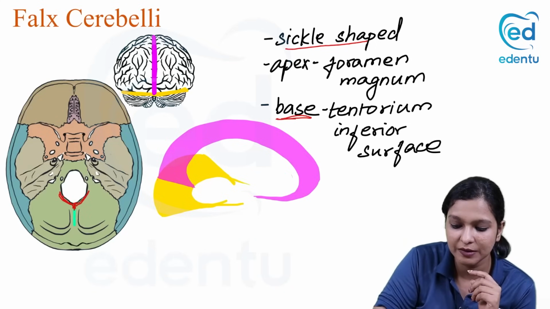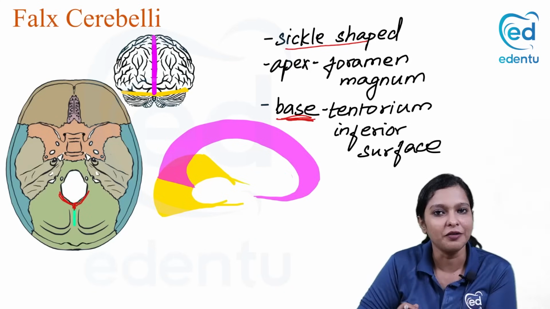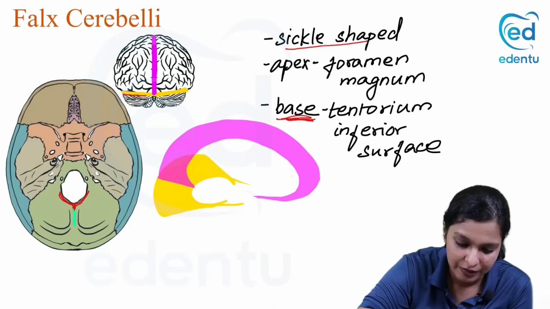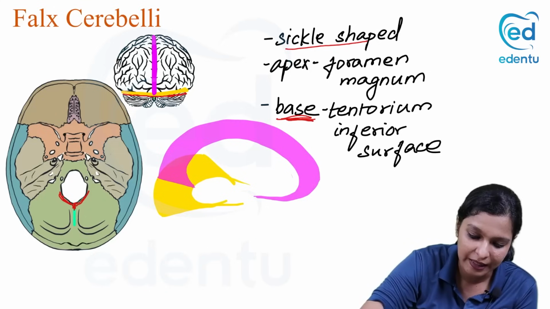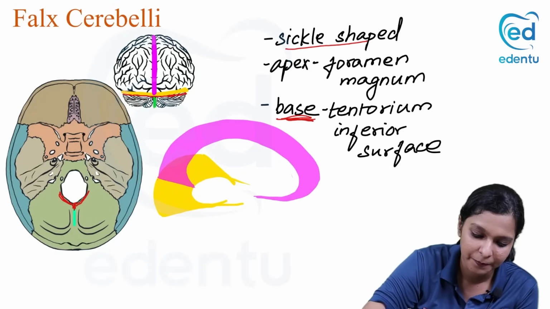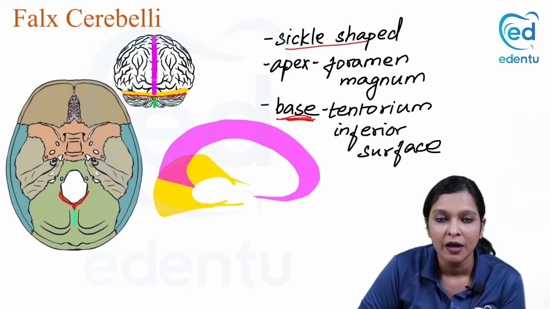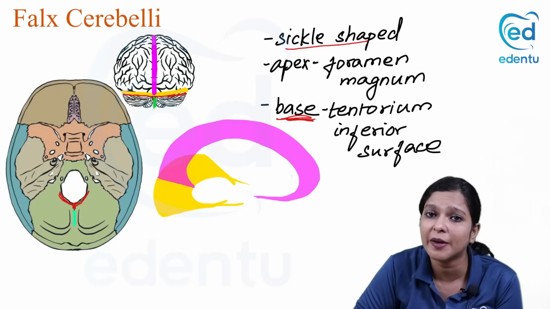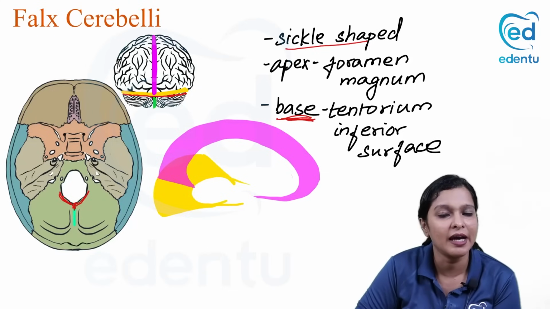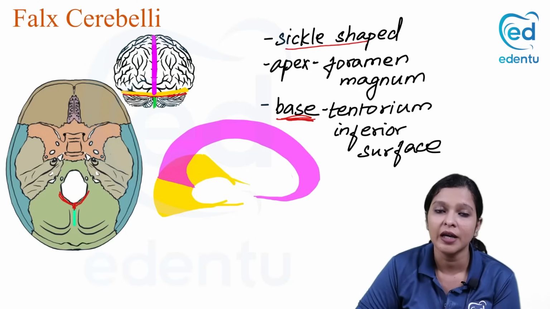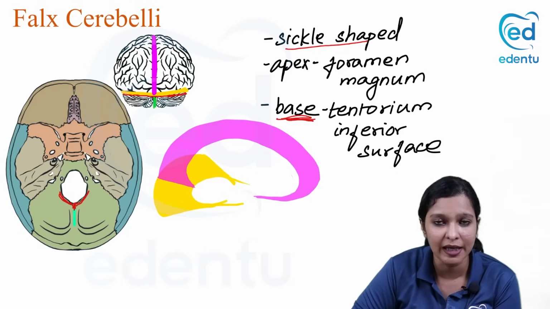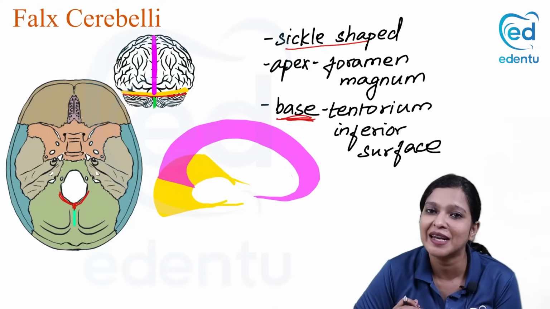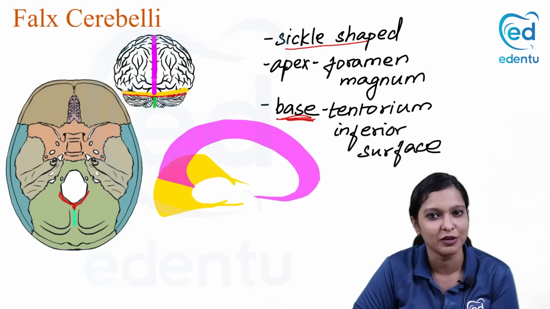And the base is related to the inferior surface of tentorium cerebelli. I already mentioned that, no? So this is the inferior surface, right? So the base is attached here. So this is how it will be between the two cerebellar hemispheres. So the apex is related to foramen magnum. The apex of falx cerebri was related to crista galli and frontal crest. And the base of falx cerebelli is related to the inferior surface of tentorium, and the base of falx cerebri is related to the superior surface of tentorium.